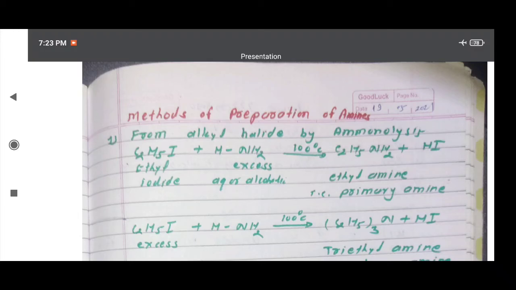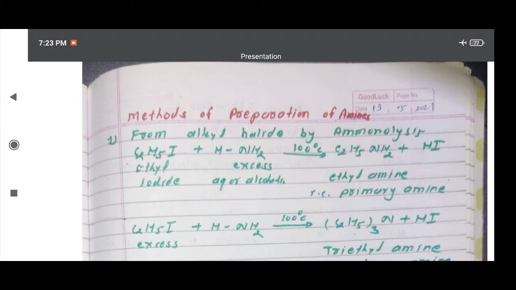Hello students, in the last lecture I discussed with you the nomenclature and structure of amines. Today I am discussing with you the methods of preparation of amines. There are four methods of preparation of amines.